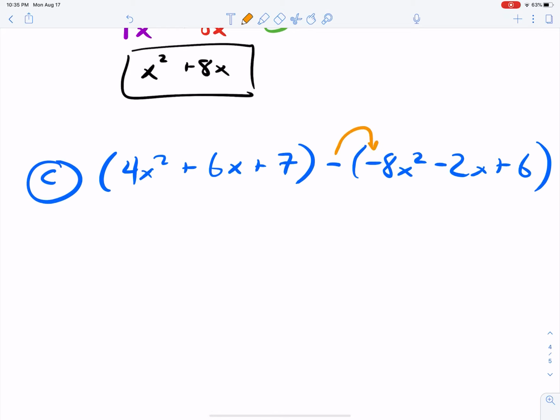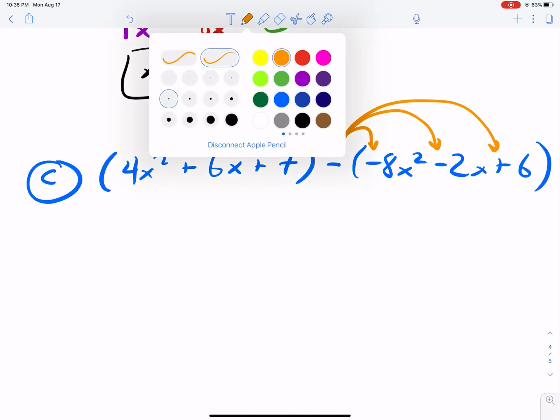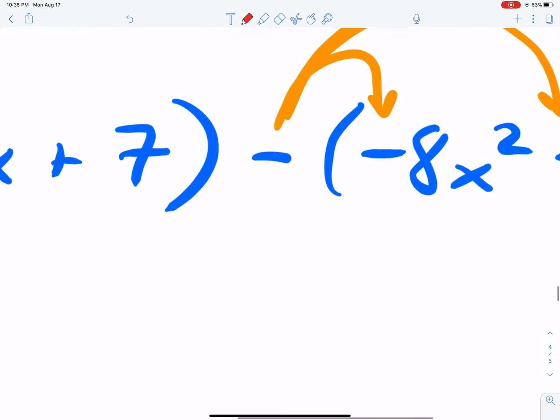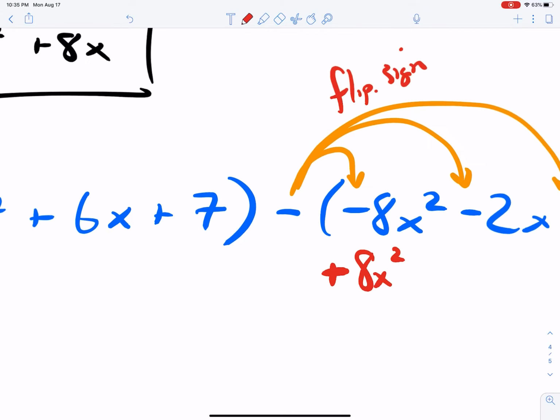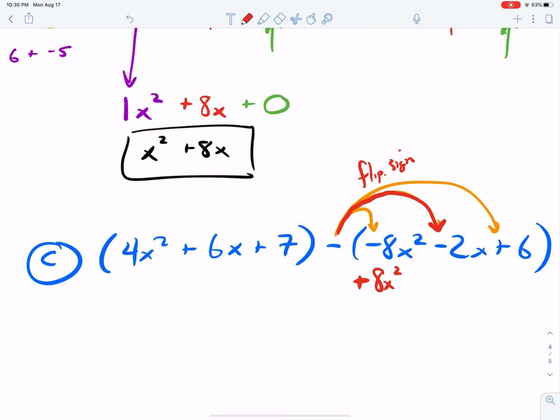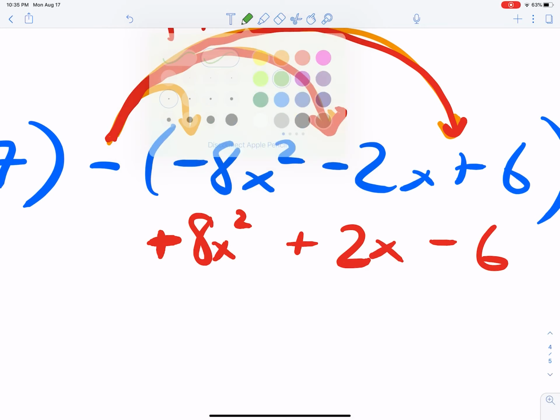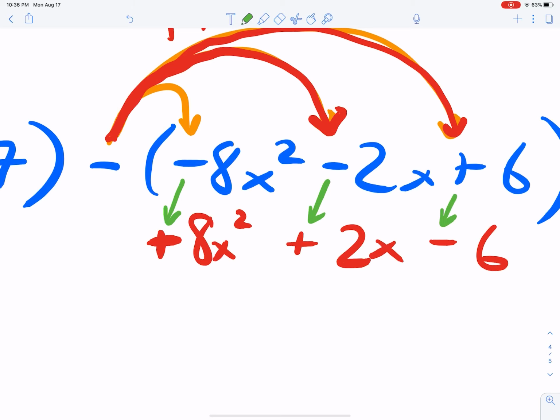When you're distributing a minus sign, you actually have to multiply by a negative. The easiest thing to do here is, when you're multiplying by a negative, really what you're doing is flipping your sign. Because think about it, if you multiply a negative times a negative, that becomes a positive 8x squared. If you multiply a negative times a negative 2x, that becomes a positive 2x. If you multiply a negative times a positive 6, you get a negative 6. But the shortcut is, notice how the signs here are just opposite. So that's your shortcut there.